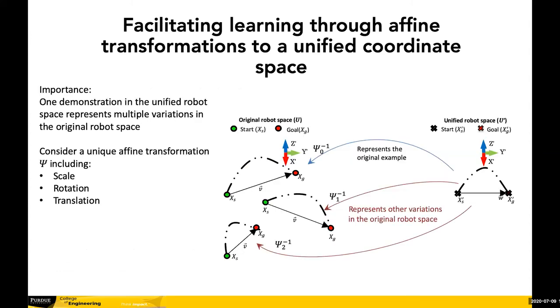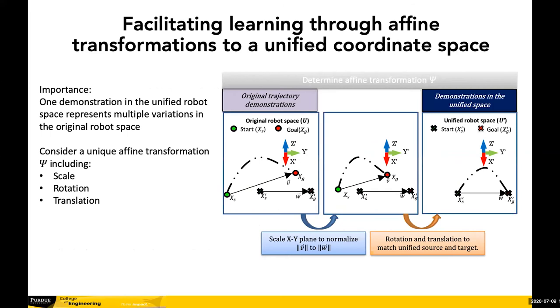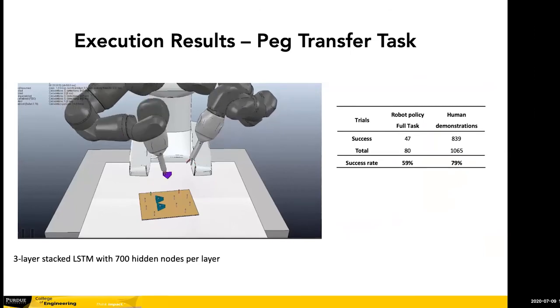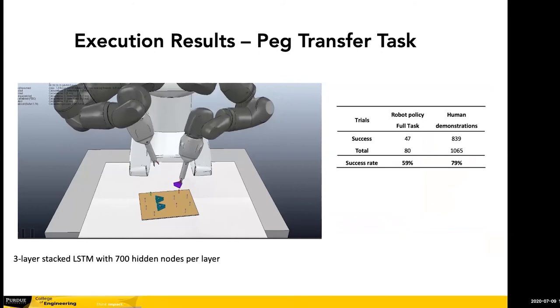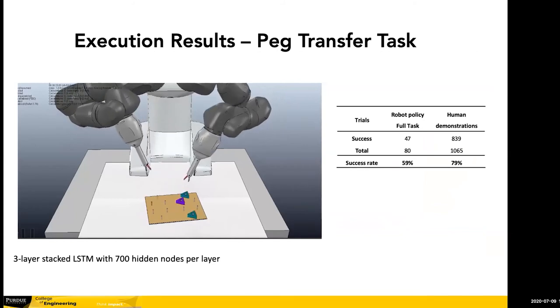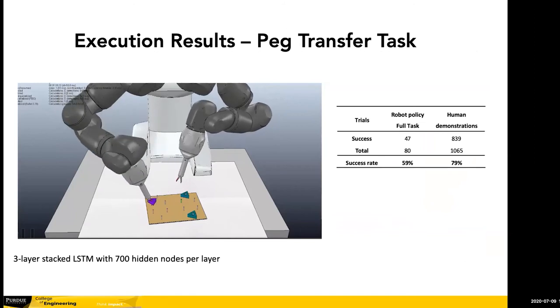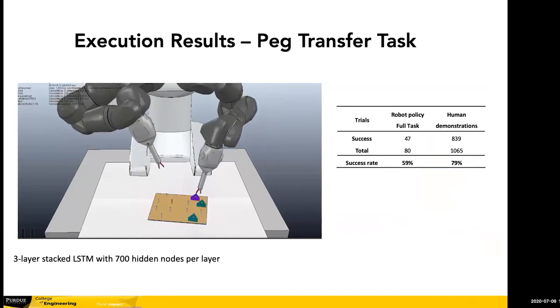So we're going to skip that. This was the original demonstrations. They were mapped to the new coordinate frame, fed to the robot, executed, and then mapped back to the coordinate frame of the user, okay? Once we used this trick, which worked pretty well, we found that the performance is still not as good as we would like. We found that our success rate for the whole task is 59%.